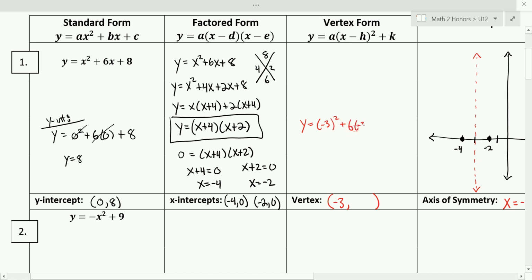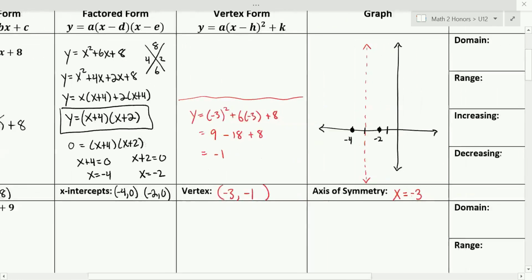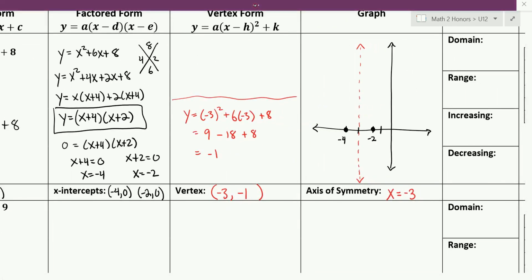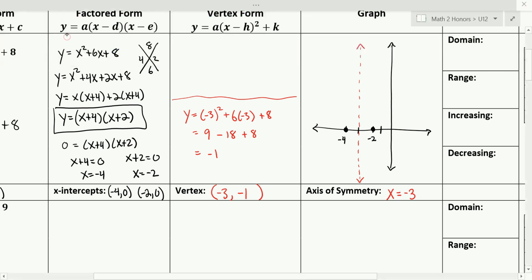-3 squared plus 6 times -3 plus 8. And follow order of operations. We get 9 minus 18 plus 8, which is -1. So that's my vertex right there. So I can plot that point, -3, -1. So from 0, 0, I'm going left 3, down 1 for my vertex.